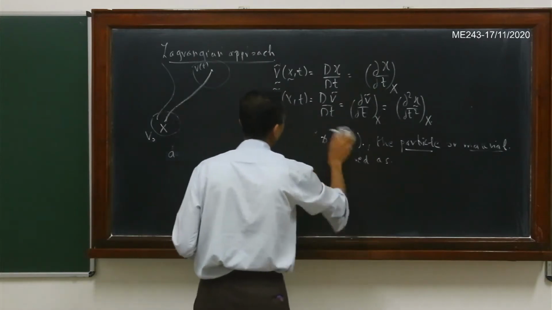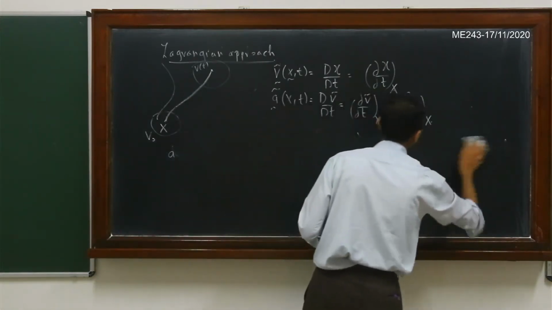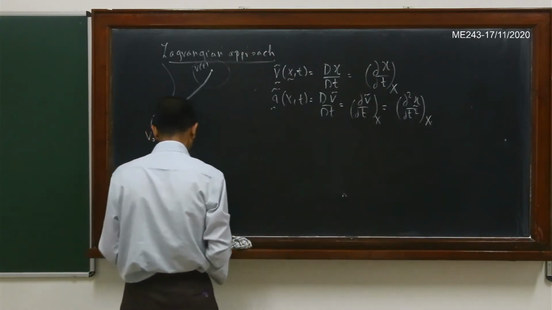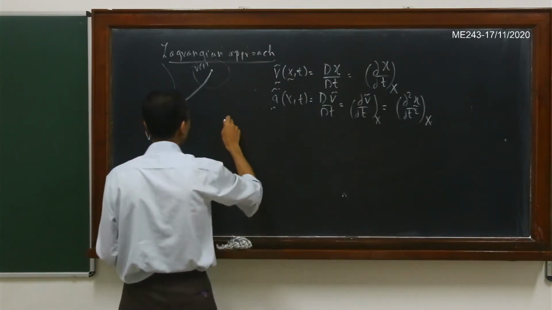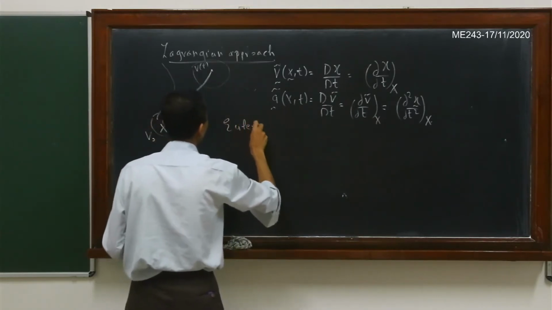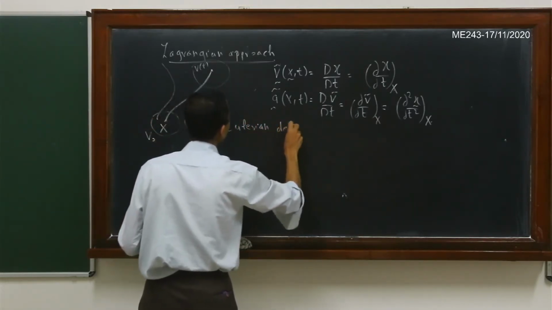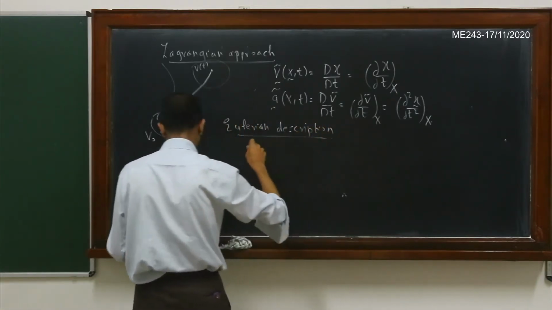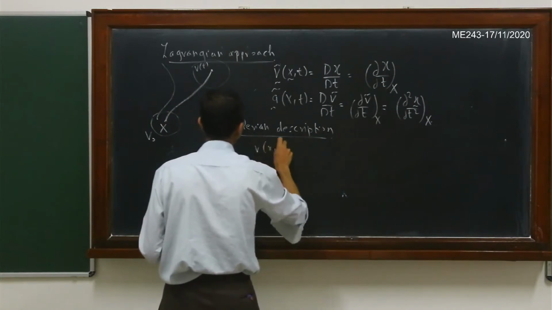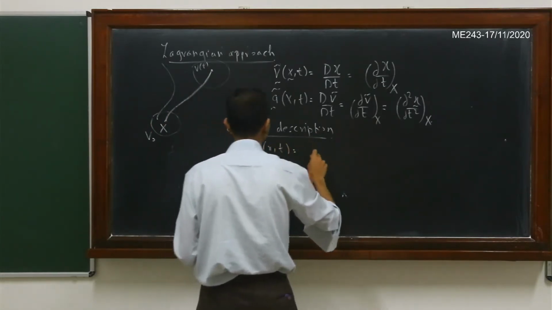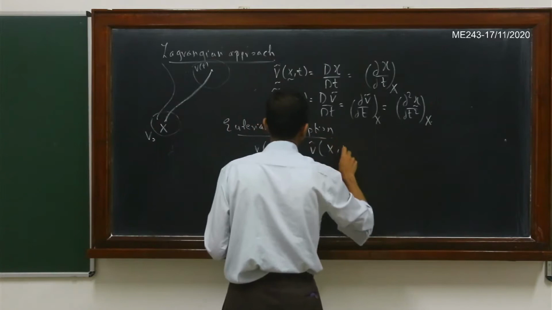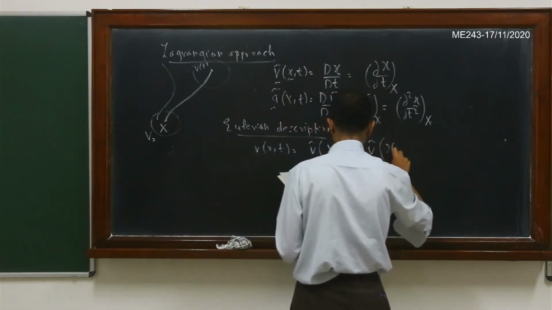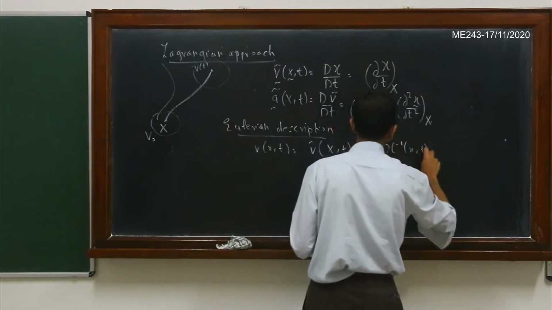Now let us define the velocity and the acceleration in the Eulerian framework. So in the Eulerian description, I will define the velocity v of x comma t as equal to v tilde of x comma t, which is equal to v tilde of chi inverse of x comma t comma t.